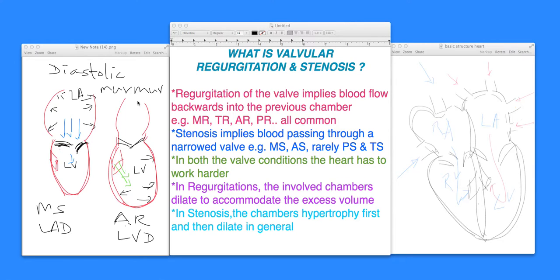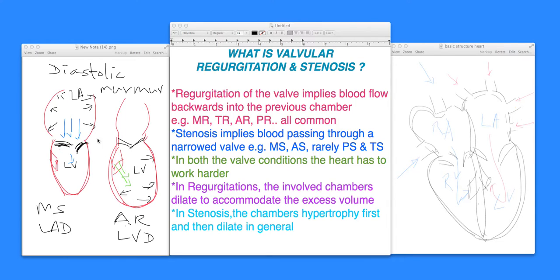Now, in this setting here, let's move on to this section of the busy slide. The left atrium is of normal size. The left ventricle is dilating. Why? Because the aortic valve is incompetent or regurgitant. So now what happens is when the left atrium contracts, the mitral valve will stay open, the left ventricle contracts, the mitral valve will stay closed, and then the left ventricle will try to empty into the aorta.